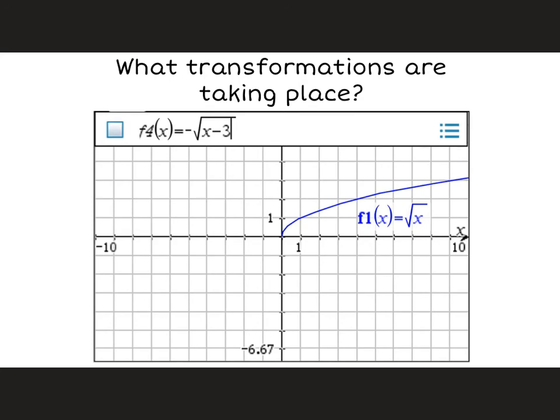So now let's put both concepts together. Look at the original function that is graphed for us, and look at the equation that's typed into our toolbar. What transformations are taking place if this one was to be graphed? We have a negative in front, and we have a -3. So we know that the negative is going to be a reflection about the x-axis, and the -3 is connected to the x, so it's going to go to the right 3 units.